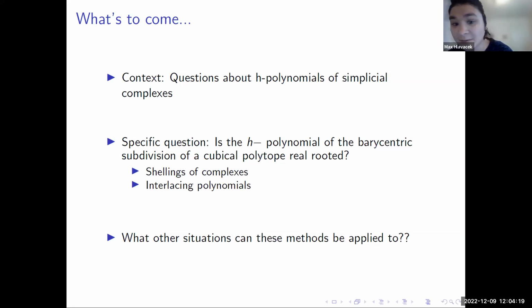And we're also going to give some context about what work people have been doing in asking questions about these enumerative polynomials. So then we're going to outline a technique that Liam and I use to think about this problem, which combines two ideas, the idea of a shellable complex and the idea of polynomials with interlacing roots. So together we're going to talk about how these two concepts can make a method for us to think about questions like this. And then finally, we're going to talk about what other situations these methods can be applied to.